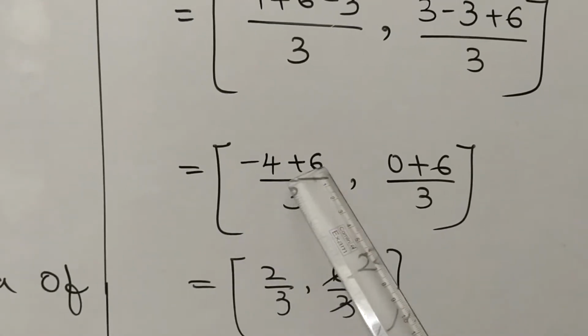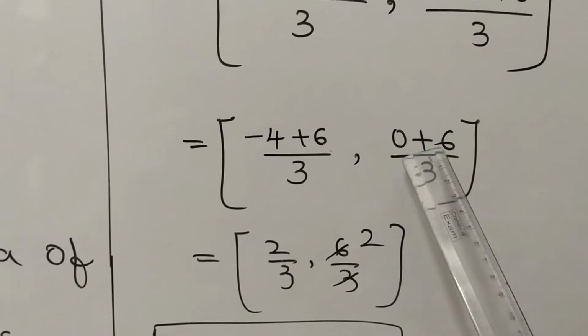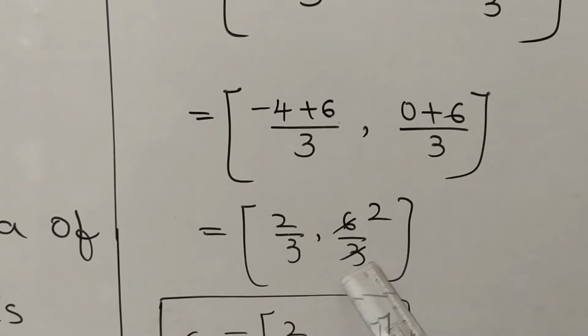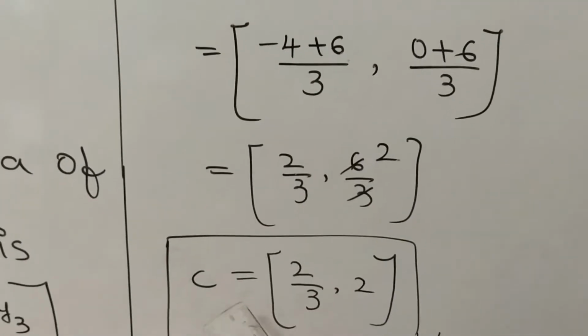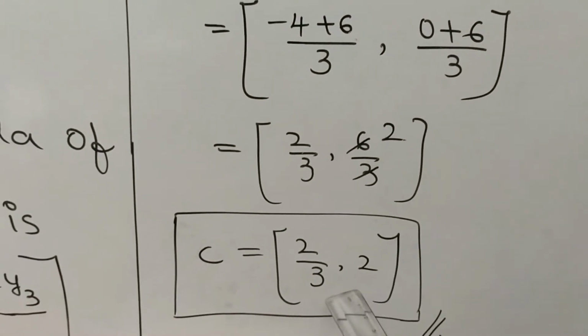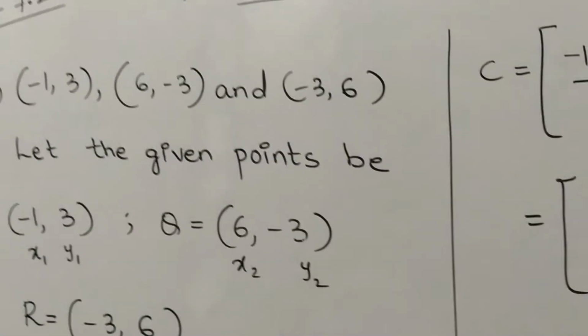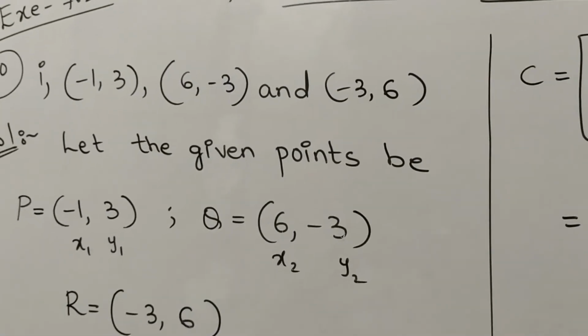So -4 plus 6 will be 2 by 3, comma 0 plus 6 is 6 by 3, students. So 3 ones are 3, 3 twos are 6. Hence the centroid is (2/3, 2). This is the centroid of the 10th question, first bit. Similarly, you have to do the other two.